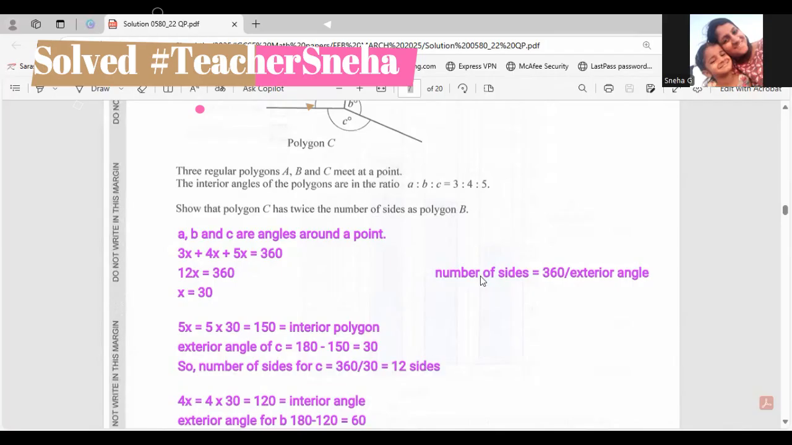How do we get this? We use this formula over here, that number of sides of any polygon is equal to 360 divided by exterior angle, always for all polygons. We will follow the same method for polygon B.